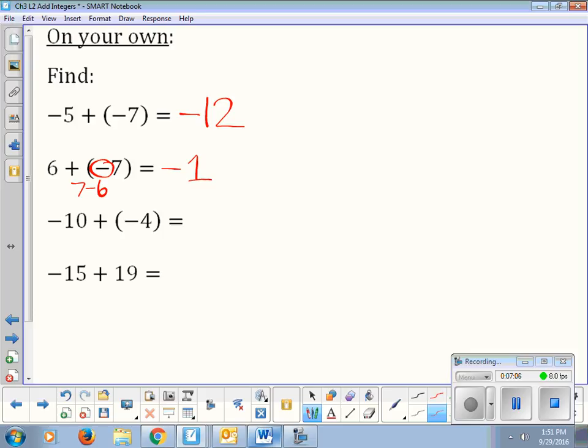Next question, negative 10 plus negative 4. Same signs or different signs? Same, so we're going to add. What's 10 plus 4? 14. Keep the sign, which is negative. And for the last one, negative 15 plus 19. Same signs or different signs? Different, so we subtract. 19 minus 15 is 4. And we take the sign of our bigger number, which is positive, so it stays as a positive 4.